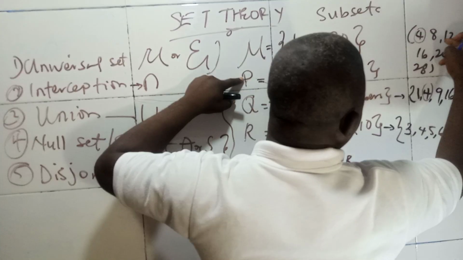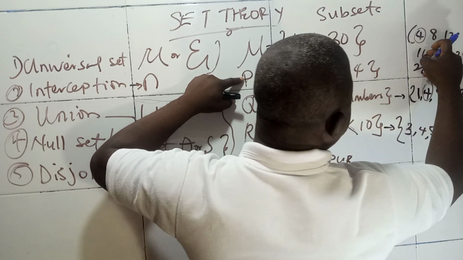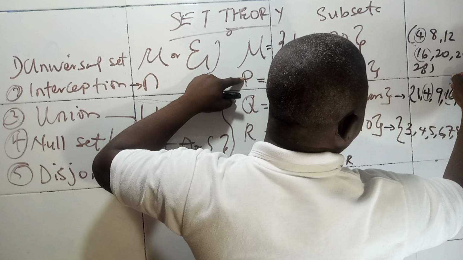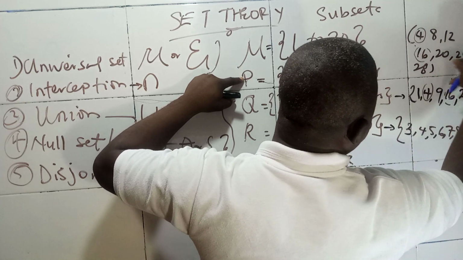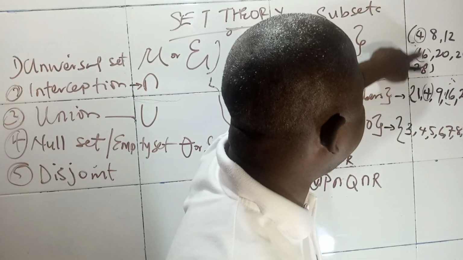4. Any other number again? 8. No. 12. No. 16. Yes, you can find 16. This is 16. Any other number again? 20. No. 24. No. So there are two numbers, 4 and 16.